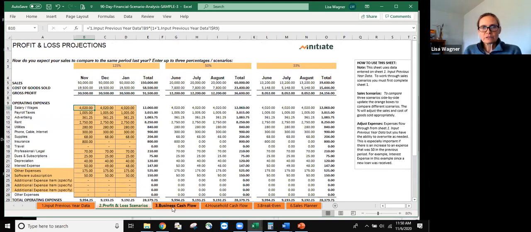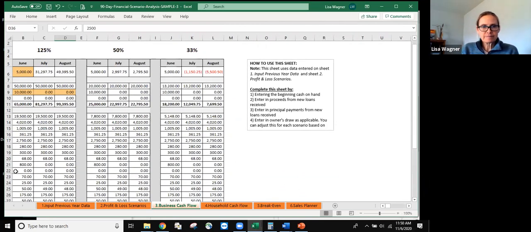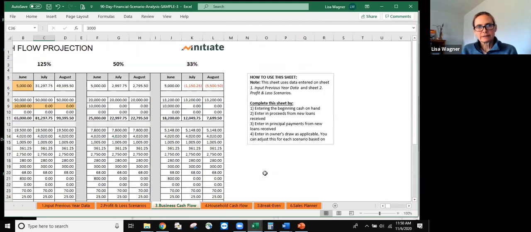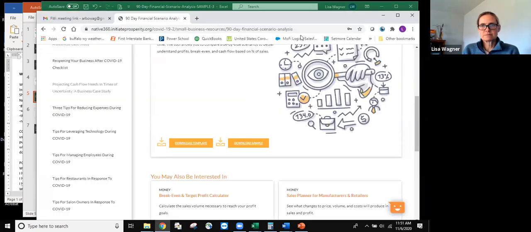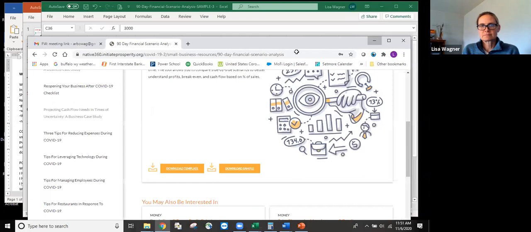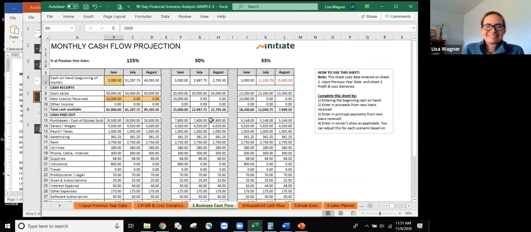And then the third tab is your business cash flow. On this tab, let me make that a little bit bigger for you. The only thing that you're going to put in on this tab is, oh, we can't see the end there. Let me see if I can get over there. Sometimes my computer gets funky. Okay, well, when you bring it up on yours, you're gonna see it. Oh, there we go, okay.